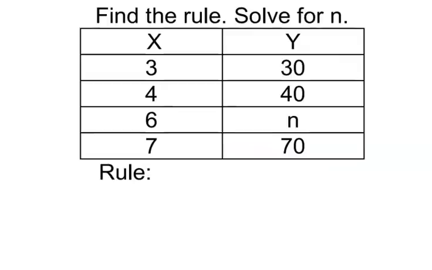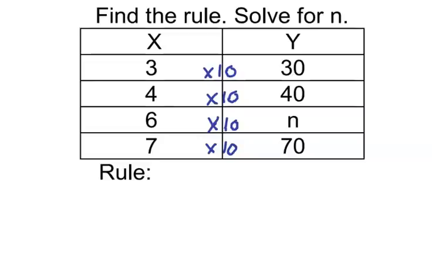Find the rule, solve for N. Okay, well, I think I already see the rule. Do you see the rule? All right, so I'm thinking that each time you're just going to do times 10. Because 3 times 10 is 30. 4 times 10 is 40. 7 times 10 is 70. So then to find what N is, you're probably going to just do 6 times 10.